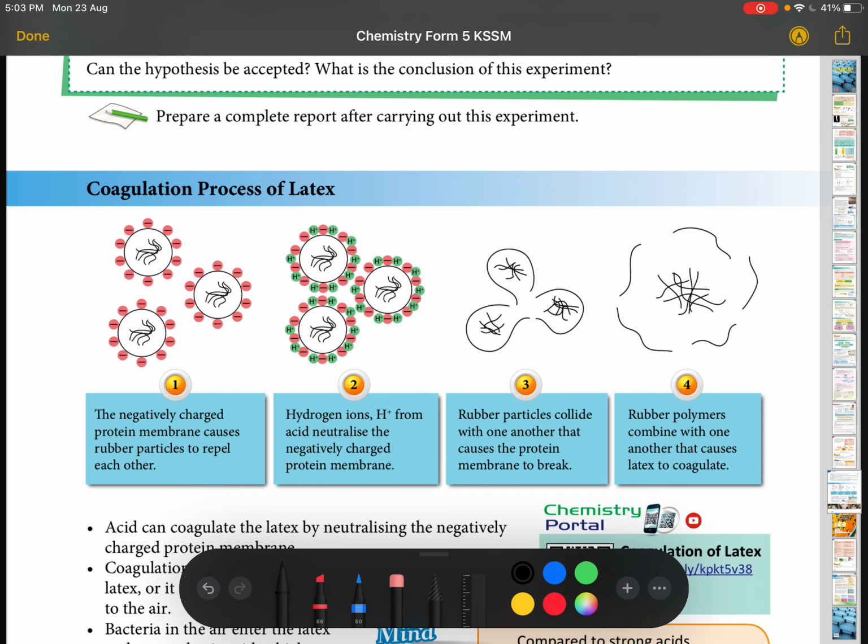So when you neutralize it, these negative membranes cannot repel anymore. So instead they collide, and when they collide, the membrane is quite fragile, so the membrane breaks, and when the membrane breaks, it will cause the polymers to combine together, so it becomes clumped up. So that's why it's coagulating.